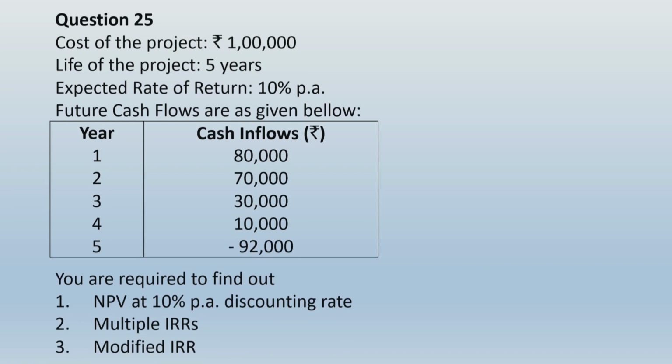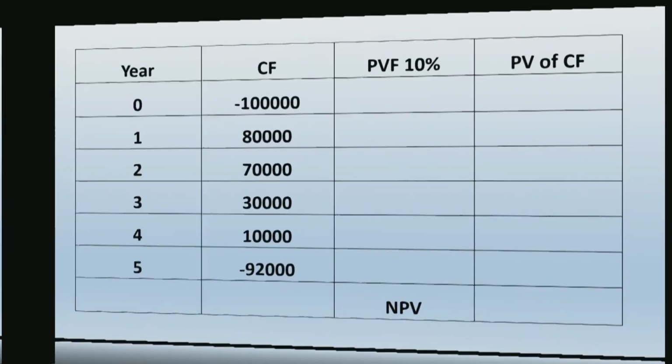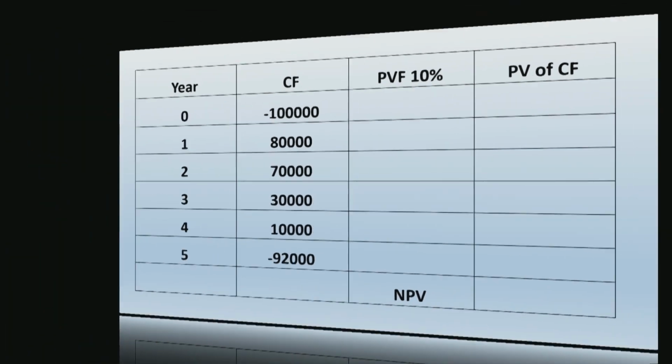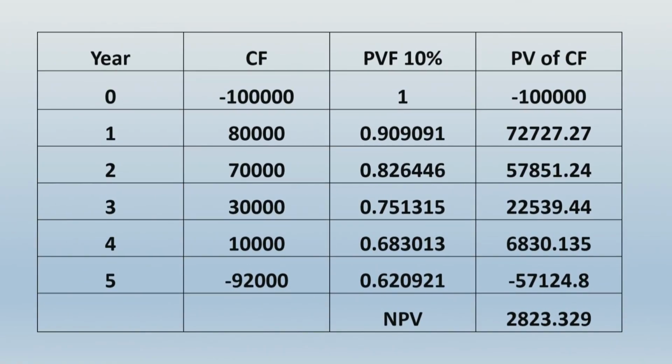So for your reference, I will just show you the presentation format over here. So can you see, I have included 0 year also in the table with a negative cash flow of 1 lakh, which indicates initial investment. So now we have two different negative amount of cash flows, one at 0 year and one at 5th year. And let us see whether you get the correct NPV or not. Let us check what is your answer and whether it is correct or not.